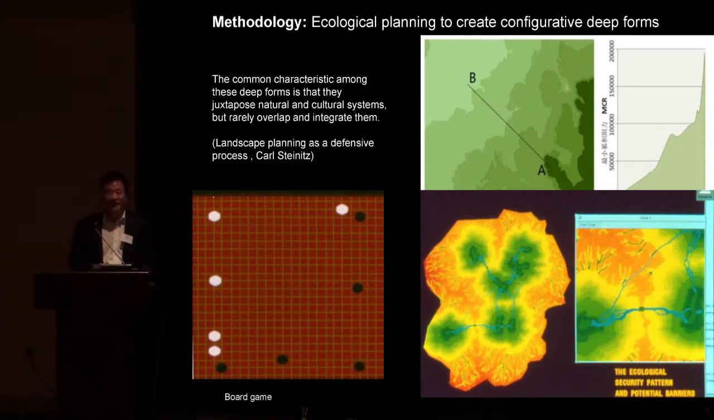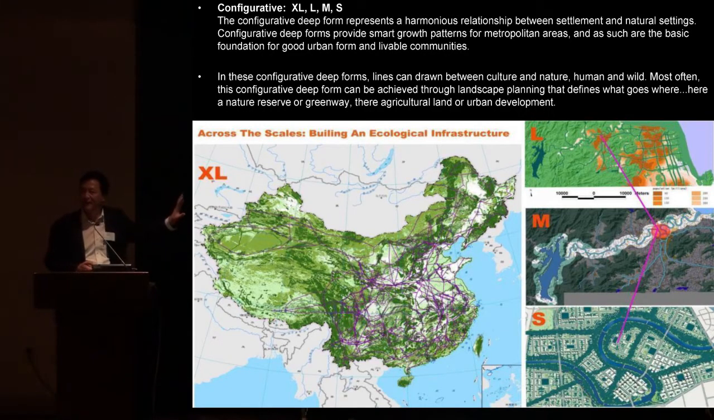Where do what? And in the past 15 years, we have been able to use this configurative deep form from the national scale, that's the national planning, and regional scale, and all the way to urban city community scale, to develop this relationship between man and nature. And at the regional scale, how can we use this configurative deep form to deal with water, to deal with biodiversity, to deal with cultural heritage, and to deal with people's movement.